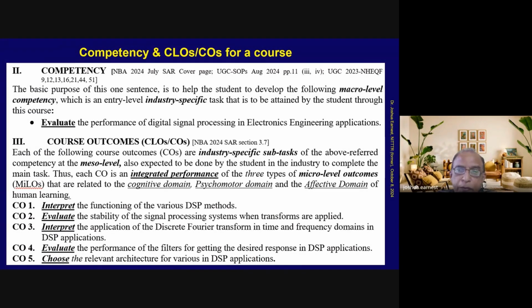Interpret the functioning of the various DSP methods. Now, this is related to your first unit or first module of topics. CO2, evaluate the stability of the digital signal processing when transforms are applied. This is related to the second group of topics or units. Third one is the third group of topics. Fourth is the fourth group of topics, and fifth is the fifth, and all these are industrial subtasks.